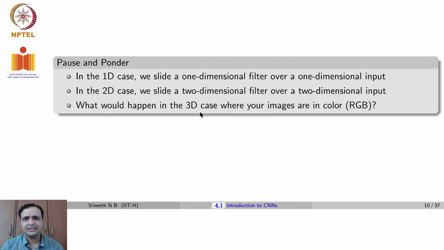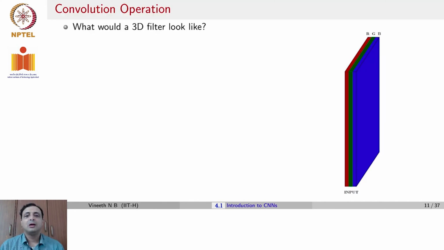Why do you need a 3D case? Isn't an image 2D? An image is 2D, but when you get to color images, you have 3 channels of images, which becomes a third dimension if you want to convolve with them together at one go. So let's try to understand how this convolution would look in the 3D case. Let's try to understand what a 3D filter would look like.